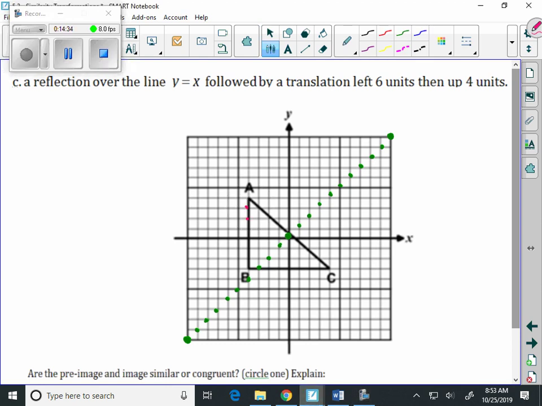1, 2, 3, 4, 5, 6, 7, 8. And then we're going to go right angle. So 1, 2, 3, 4, 5, 6, 7, 8. There's our new A.